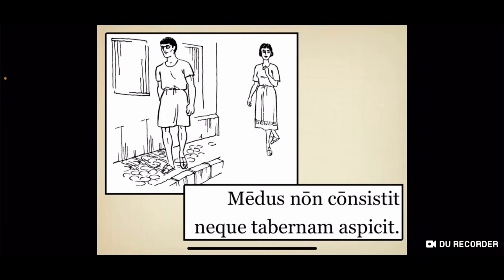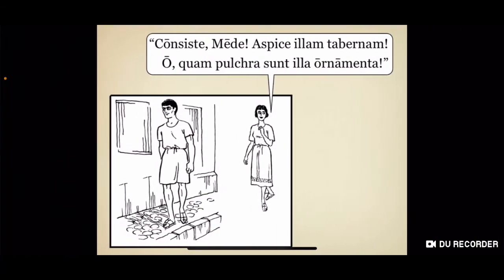Medus non consistit, neque tabernam aspicit. Medus doesn't stop, and he doesn't look at the shop. Consiste, Medus, says Lydia. Stop, Medus. Aspice illam tabernam. O quam pulchra sunt illa ornamenta. Stop, Medus. Look at this shop. Illam, this shop.